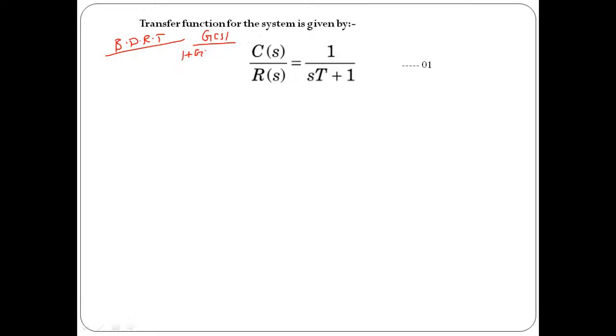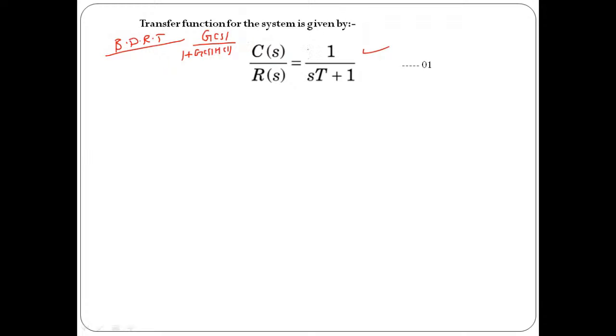Now, if you try to find the transfer function for the system, it will be C(s) by R(s) is going to be 1 upon sT plus 1. This is very important. Now, from where did we get this? Apply block diagram reduction technique, or straight away apply elimination of closed loop. You will get this answer. That expression is G(s) upon 1 plus G(s) into H(s). Now, in this case, G(s) is 1 upon sT, and H(s) is nothing but 1. Put that value, solve this, you will get this as an answer.